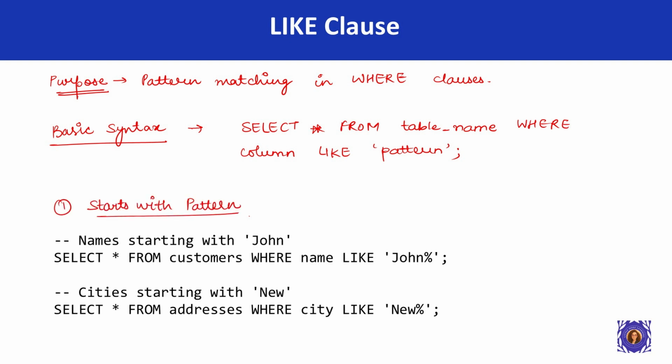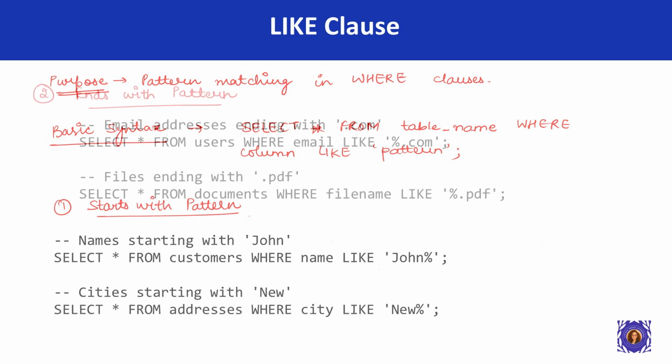To find data that begins with a particular sequence of characters, you use the % symbol after your desired prefix. For instance, if you want to find all customer names that start with John, you would use the pattern John followed by a % symbol. Similarly, to find all cities starting with New, you would apply New followed by the % symbol.